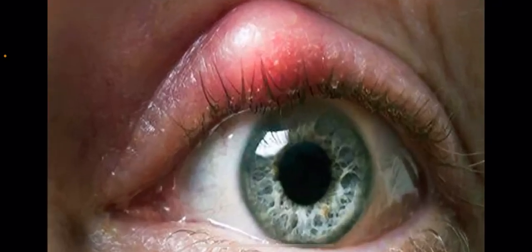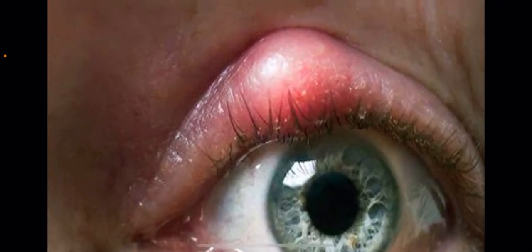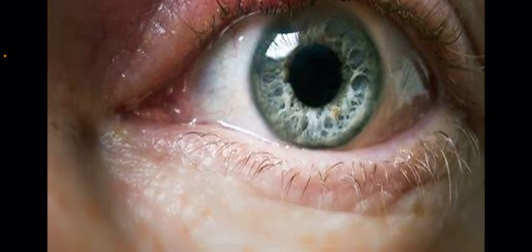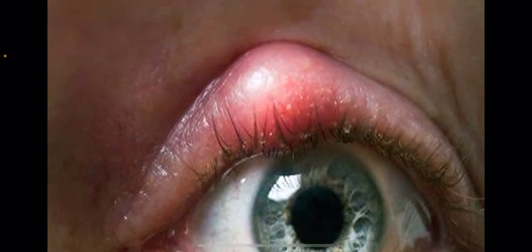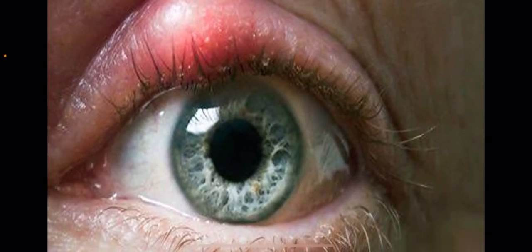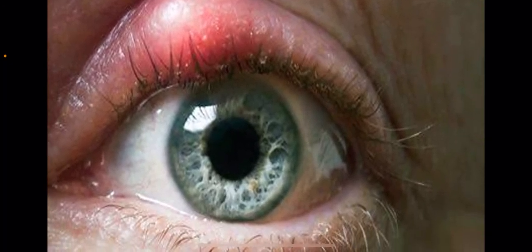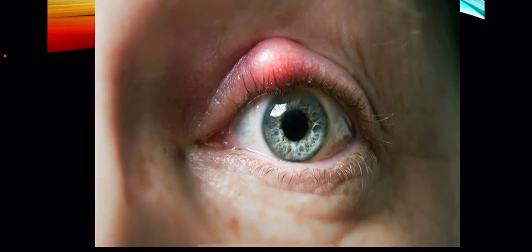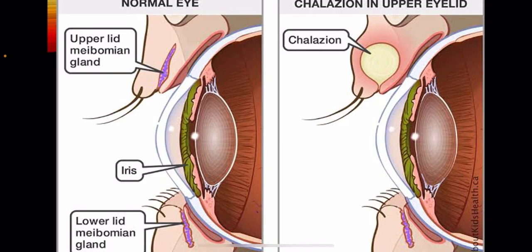So this whole is a Chalazion, and as you can see, there is a formation of the Chalazion within the eyelid. This is a normal lower eyelid, and the upper eyelid has a painless swelling which is known as a Chalazion, a chronic inflammatory lipogranuloma of the eyelid. Now, this is a normal eye and this is a Chalazion in the upper eyelid. So what happened? There is a Meibomian gland and there is an obstruction.